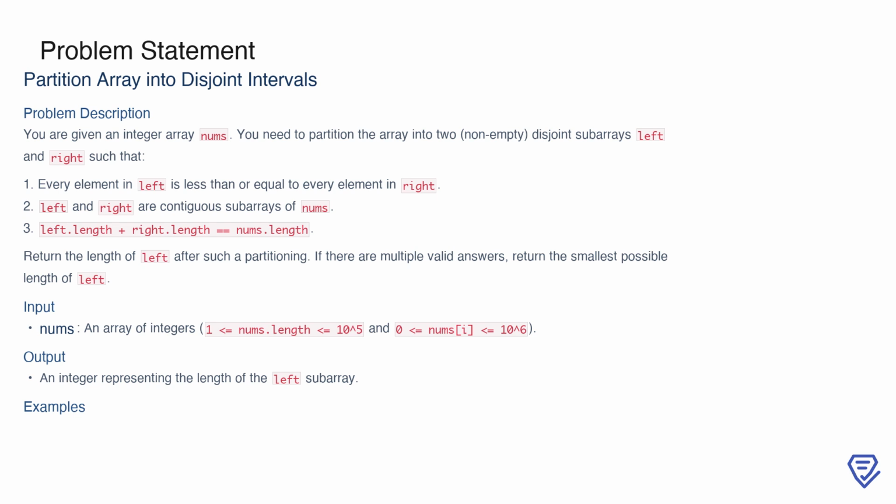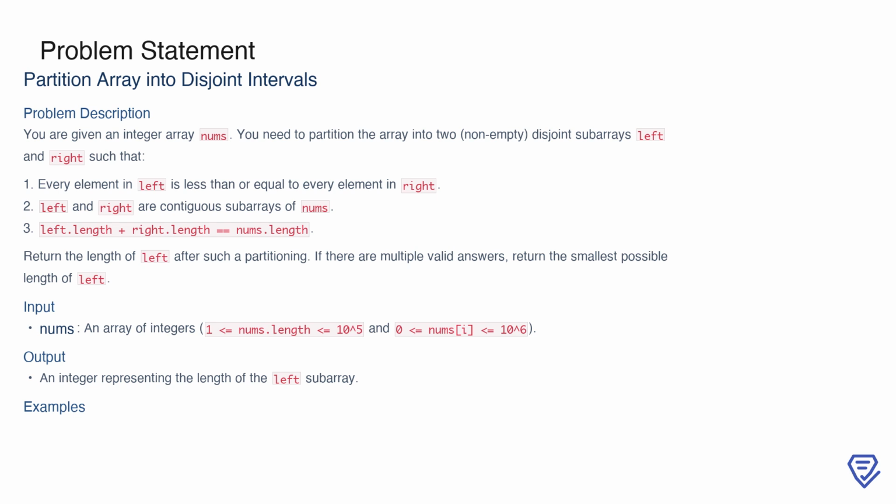the array into two contiguous subarrays, left and right. These two parts must satisfy three specific conditions. First, every element in the left subarray must be less than or equal to every element in the right subarray. Second, both left and right must be non-empty and together form the entire array. Lastly, the total length of left and right must exactly match the length of nums.